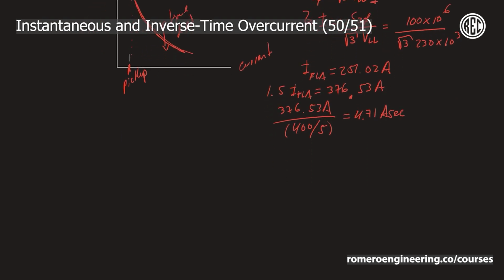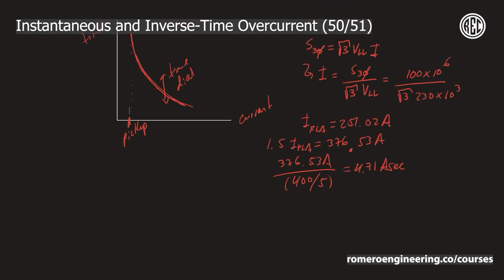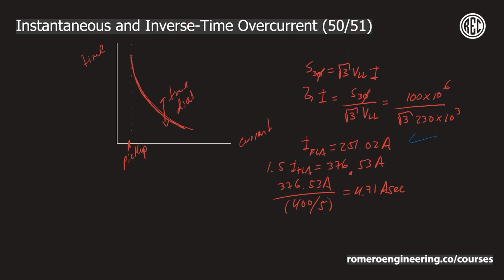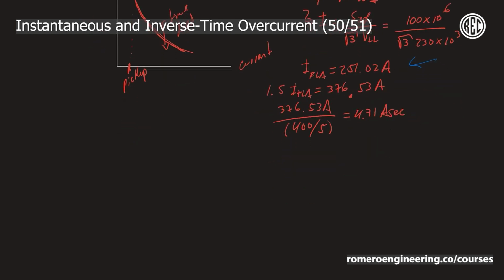Let me actually switch colors over here. Actually, we don't need to recalculate that because we calculated that over here. Again, this number, 251 amps, is the full load amps of the transformer. A good worst case estimate of the inrush current magnitude is 12 times that number. So 12 times 251 amps, which is roughly 3012 amps. So now again, we have two conditions. For our 50P element, we have the maximum low side current.